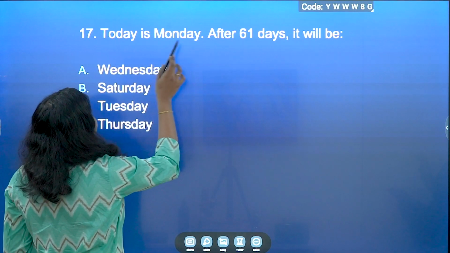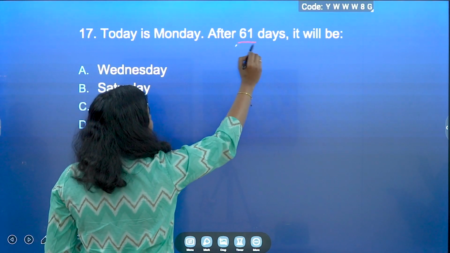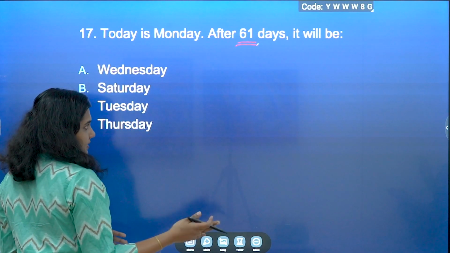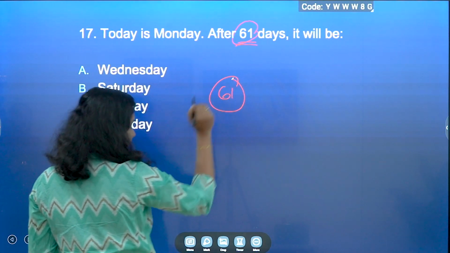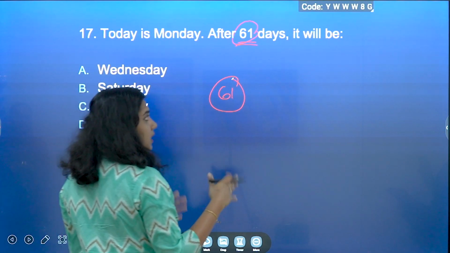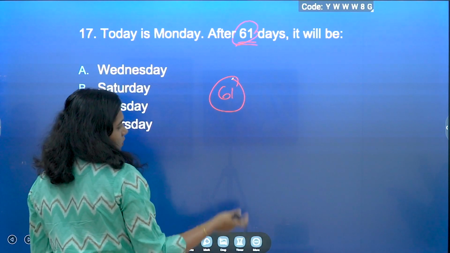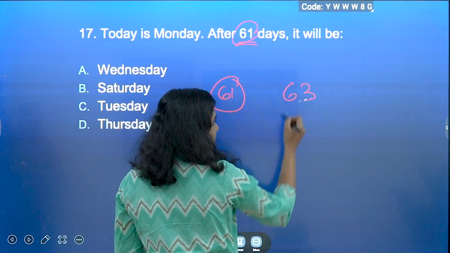So, yeah. You have to find out the number which is divisible by 7 near to 61. So 61 is the number which we have to work with. So find a number which is near to 61 that is divisible by 7. So we know that 63 is divisible by 7.